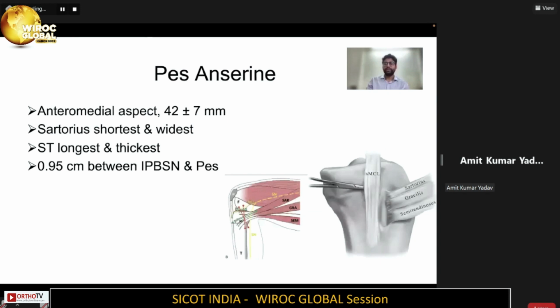Pes anserinus contains sartorius, gracilis, and semitendinosus attached on the anteromedial aspect of the tibia. Sartorius is the shortest and widest, whereas the semitendinosus is the longest and thickest. The infrapatellar branch of the saphenous nerve is around 0.95 centimeter away from the pes. So we should avoid a perpendicular or parallel incision on the medial side. We should take an incision that is around 50 degrees oblique to the pes.